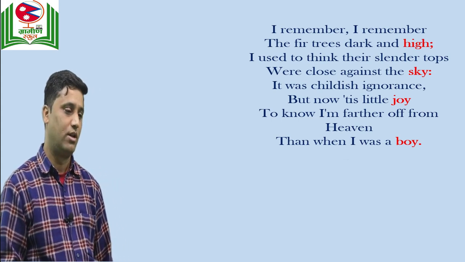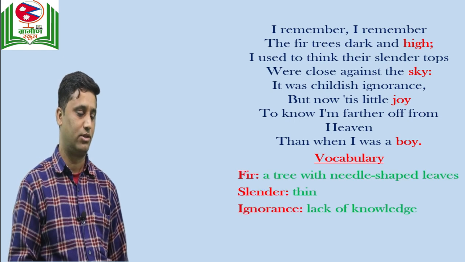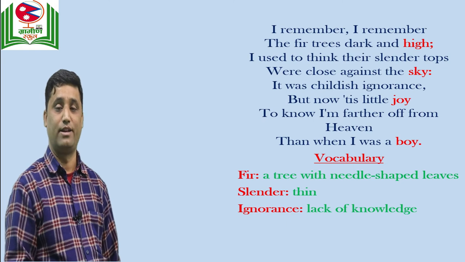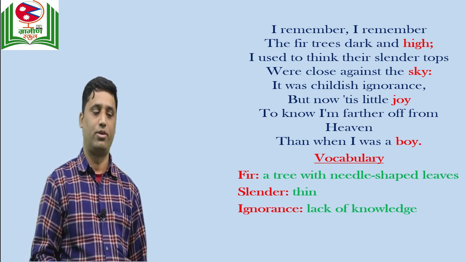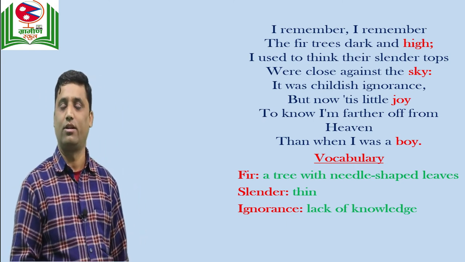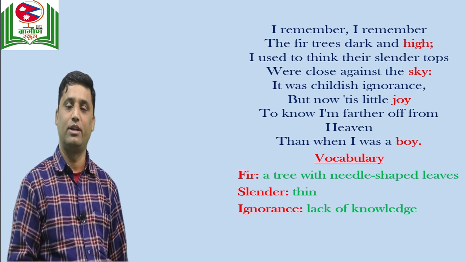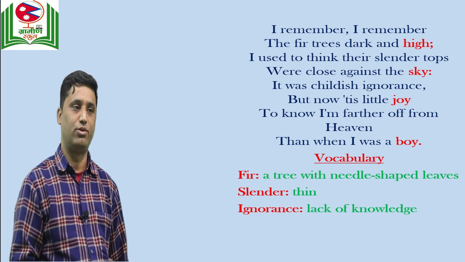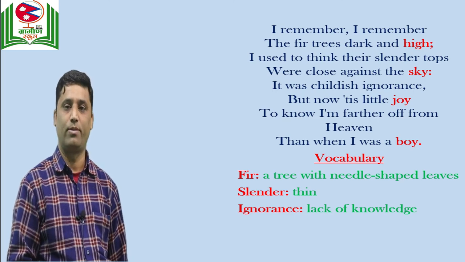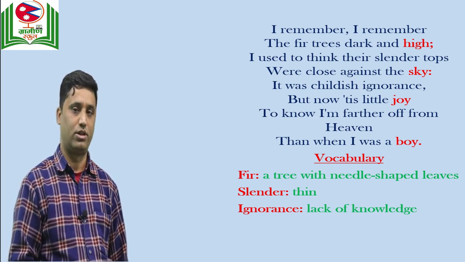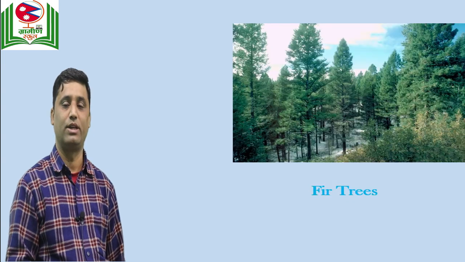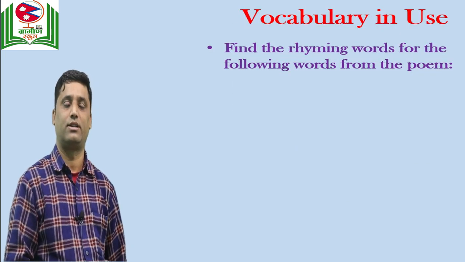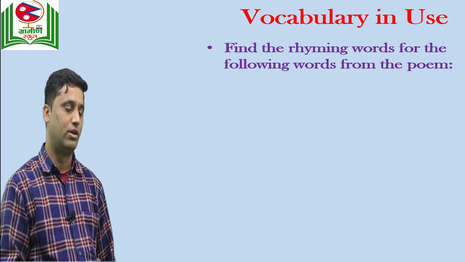exercises also. You may have some difficult words. Fir is a tree, slender means thin, narrow, ignorance means lack of knowledge. When we are ignorant, we do not have lots of knowledge. In the childhood, we are ignorant, but when we grow up, then we know lots of things, and this ignorance can be erased. Fir trees. Now let's go to the exercises that are given in the book.